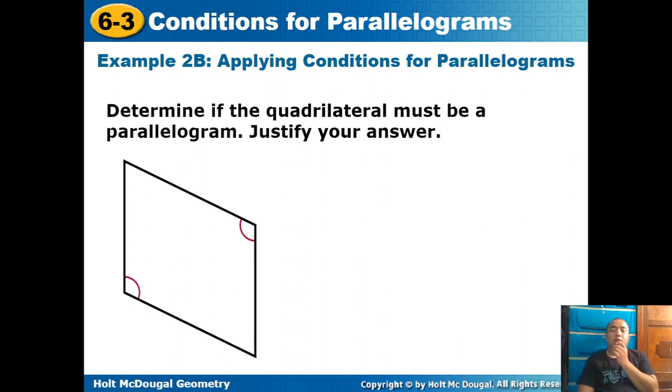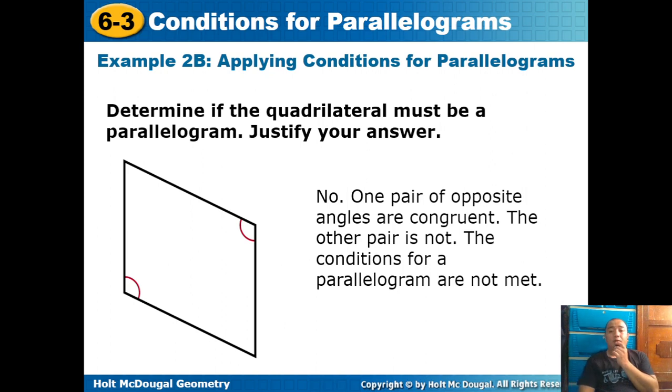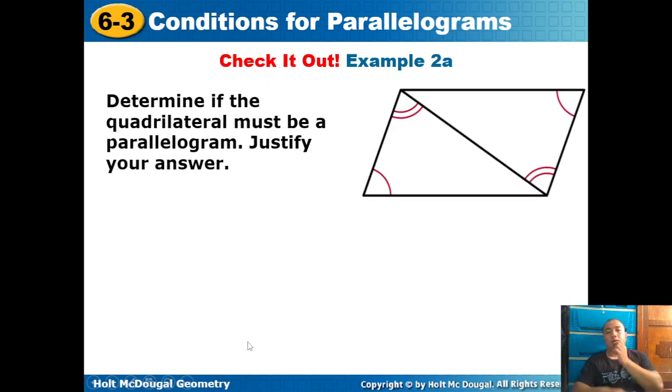Determine if the quadrilateral must be a parallelogram. Justify your answer. No, one pair of opposite angles are congruent. The other pair is not. The conditions for a parallelogram are not met. If only one pair of opposite angles is congruent, we're not sure if the other pair is congruent. For example, 120 here, and the other might not be equal. So, no.